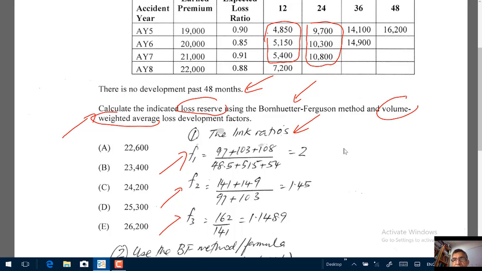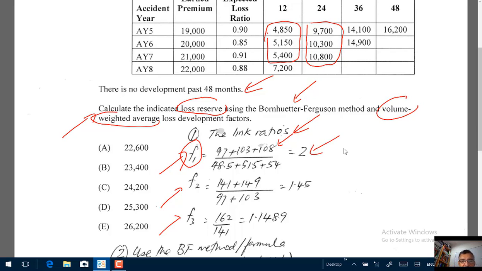Take 9700 plus 100,300 and so on. You add these numbers up and divide by the sum of these numbers. I've done it here for you. I didn't write down all the zeros. I've just taken here 97 plus 103. You can do that yourself. So the development factor, as you go from development period 0 to development period 1, is the factor you work out will be 2.